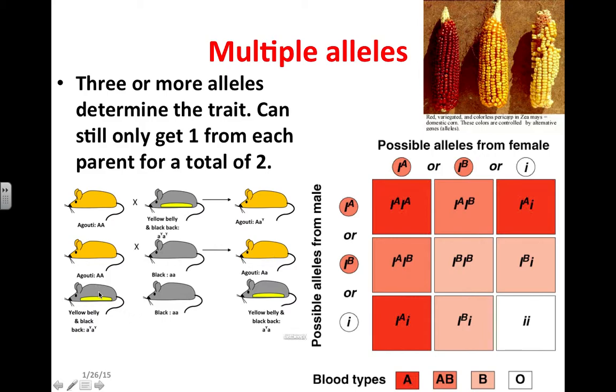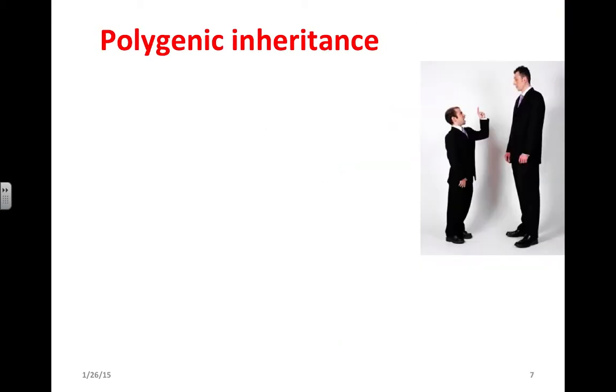And if you have a black and yellow belly and cross a black, then you might end up with a yellow belly and a black. So again, there's three alleles. There's the yellow allele, there's the black allele, and there's the yellow belly and black allele. So you can still only get two from your parents, but there's three different kinds of alleles that control the color of agouti mice.